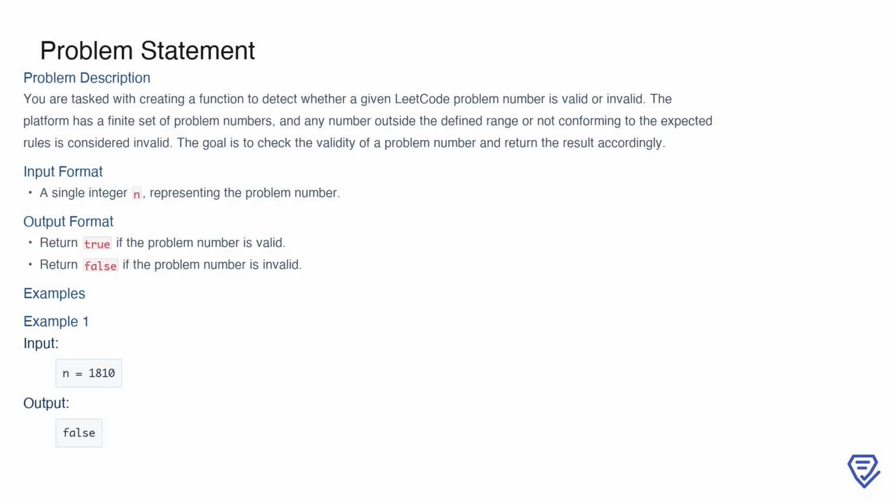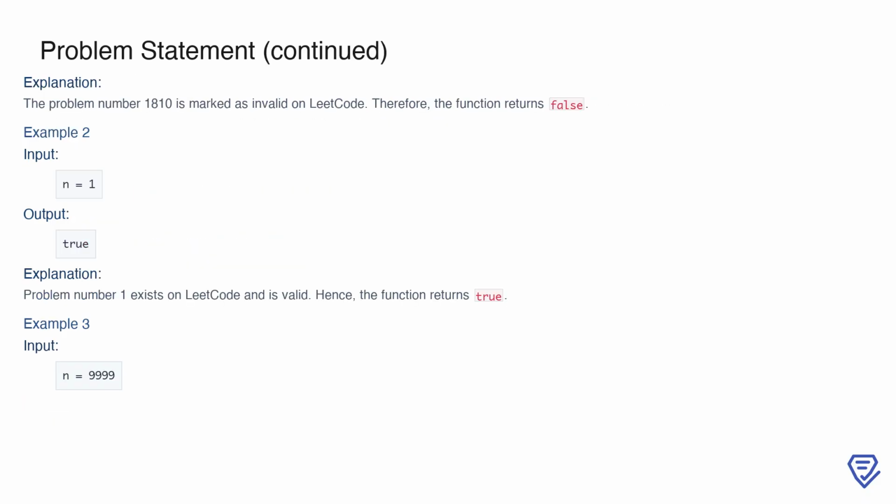In the first example, if the input is 1810, the output is false. This means the problem number 1810 is not valid within the LeetCode system. Now, looking deeper into the examples, we can see why the outputs are what they are. For the input n equals 1810, the problem number 1810 is explicitly marked as invalid on LeetCode, so the function correctly returns false. In contrast, consider the input n equals 1. The problem number 1 exists in the LeetCode database and is valid, so the function returns true.